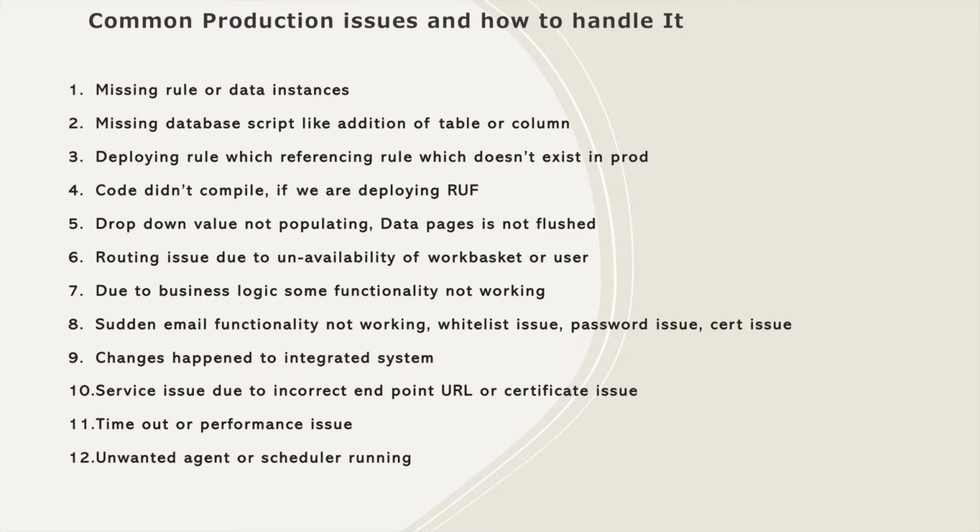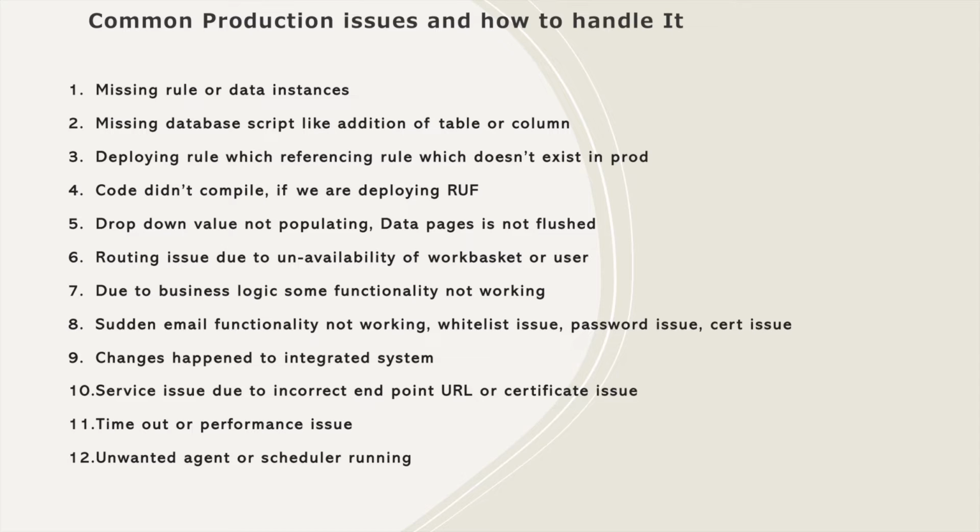The numbering here is not meant to say this is the order in which we'll get the issues. You can get any issue anytime. One important thing is that these issues are combined, meaning you can get them during a production deployment, or in BAU, where you have not deployed any code but you are still getting production issues. That happens all of a sudden. So the first one is missing rule or data instances.